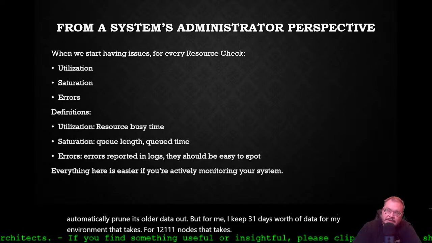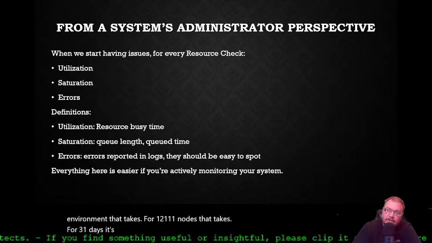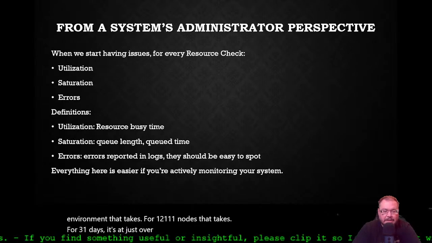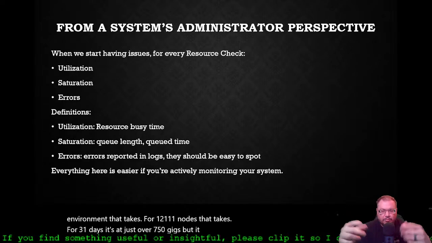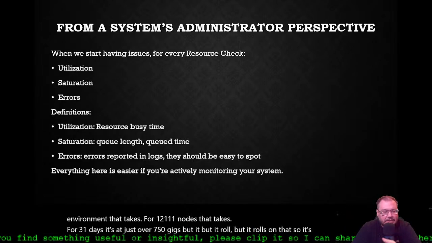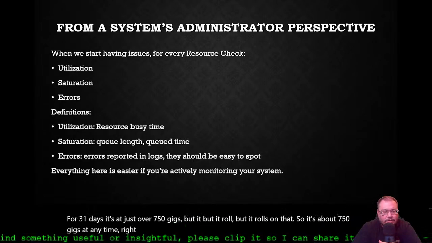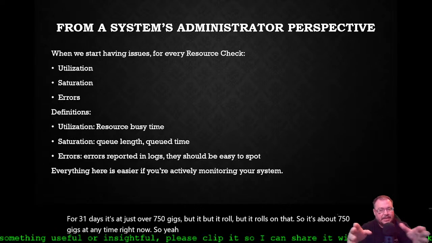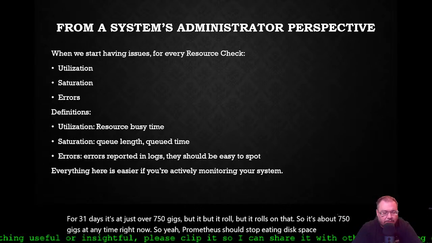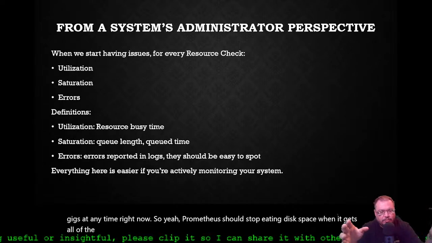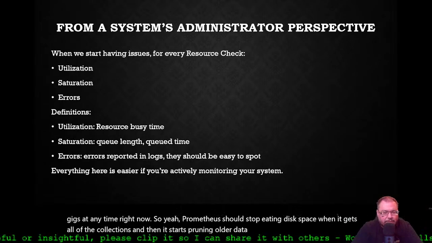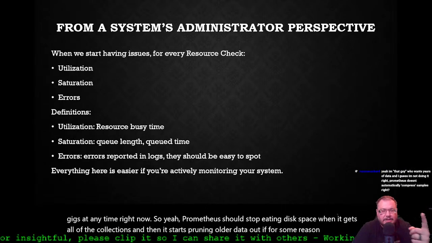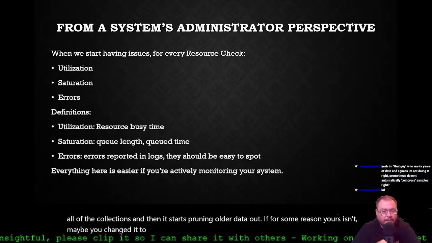for 31 days, it's at just over 750 gigs, but it rolls on that, so it's about 750 gigs at any time right now. So yeah, Prometheus should stop eating disk space when it gets all of the collections, and then it starts pruning older data out. If for some reason yours isn't, maybe you changed it to just keep stuff forever.